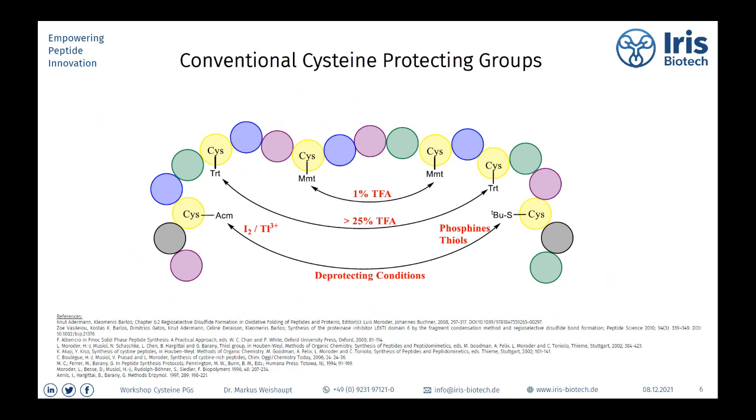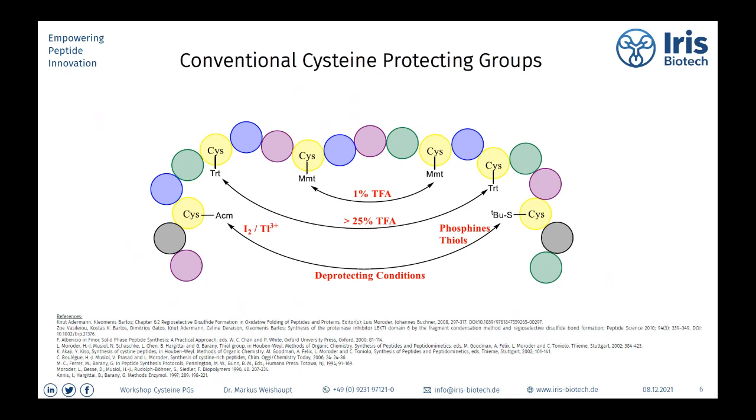So as there are already quite a number of cysteine protecting groups on the market, you may ask why add more? One reason is that some of the existing protecting groups have their own drawbacks. For example, the commonly used trityl and MMT protecting groups, when used in the same peptide synthesis, are not fully orthogonal to each other. When MMT is cleaved with 1% TFA, there already occurs a partial loss of trityl.